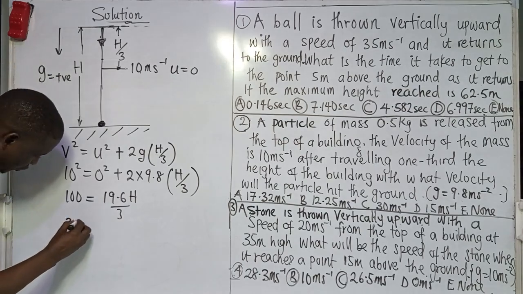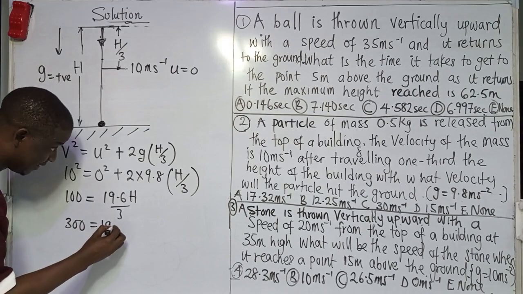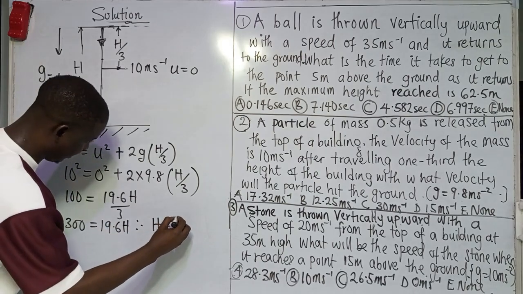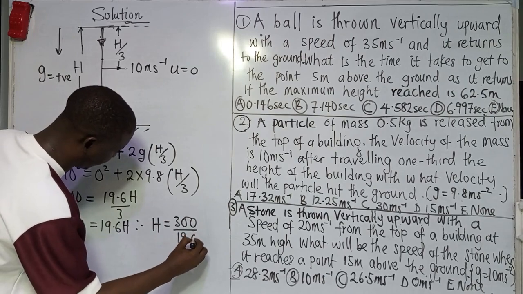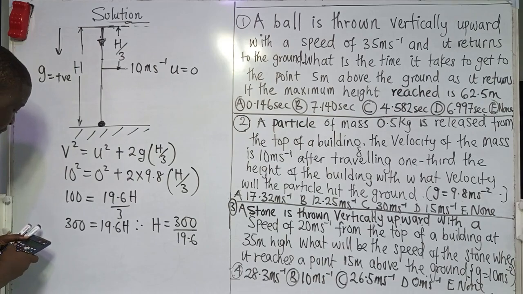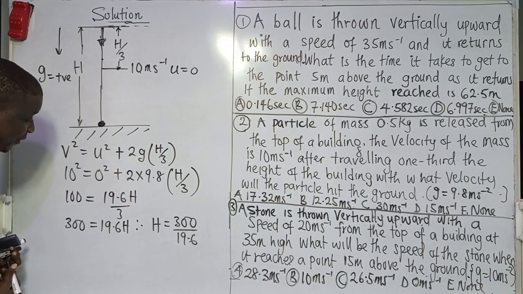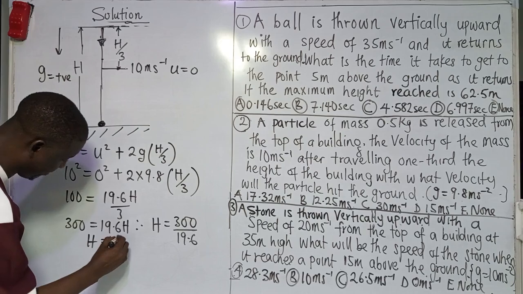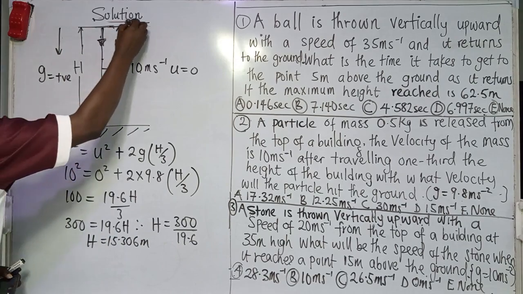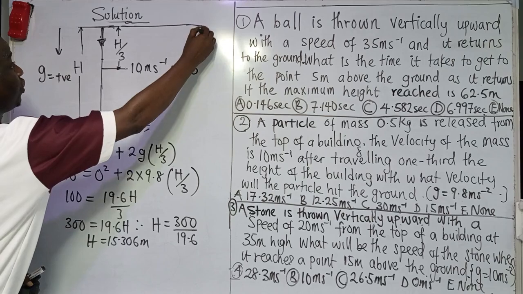So what do we have now? I would have 300 equal to 19.6 h. Therefore h equal to 300 over 19.6. So if you press your calculator now, 300 divided by 19.6, what do you have? That would have 15.3. So h should have 15.306 meters. That is the full height now. So our h, the full height now, is equal to what?